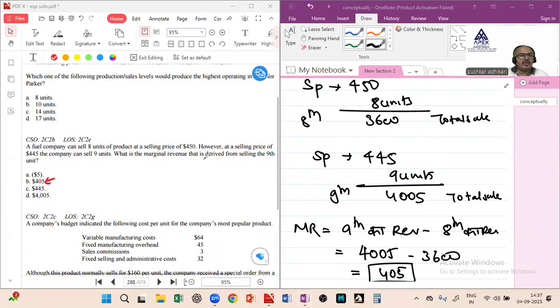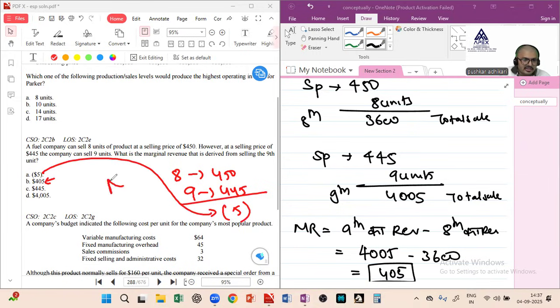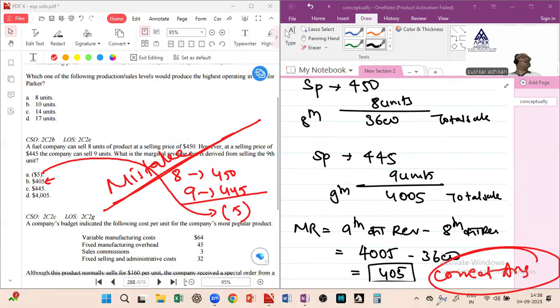Some poor students will say the 8 units is at 450 and the 9 units is at 445, and they will say that the answer is minus 5. And this is a mistake. Please don't commit this mistake in your exams. I'm keeping this mistake highlighted over here for a very simple reason: this is a mistake, don't make it. The correct answer is highlighted for you over here. The correct answer is 405. So it's been given enough of a highlight.